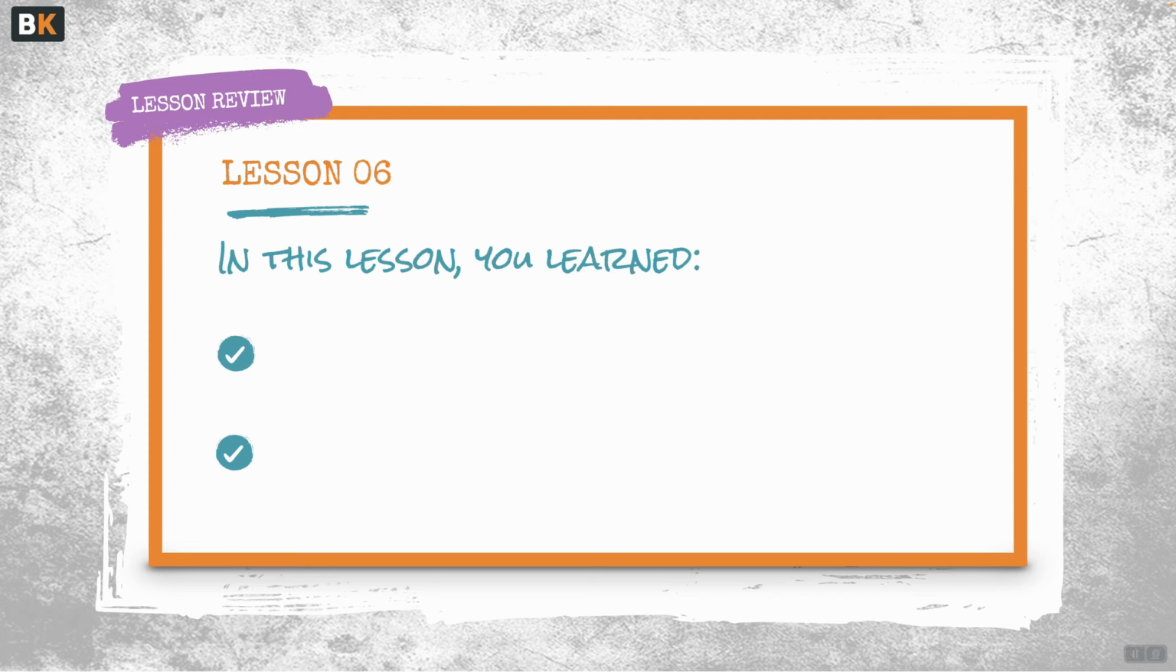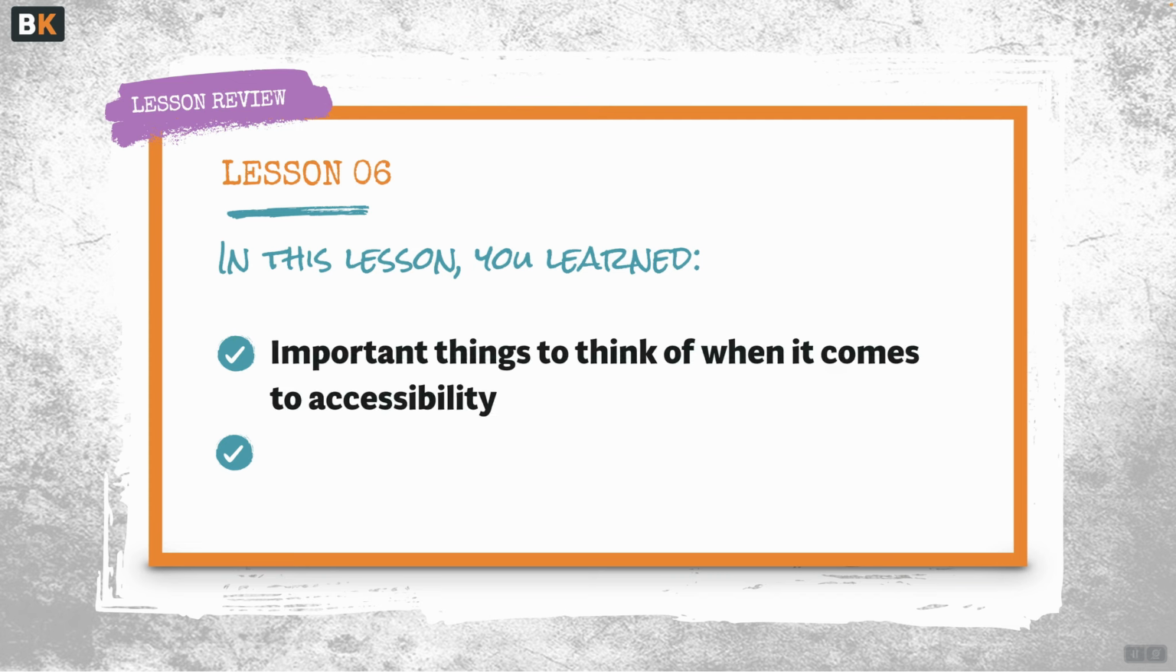And that's about it for this lesson. So in this lesson, we covered important things to think of when it comes to accessibility. We just skimmed the surface, so definitely go take that link and learn more about what website accessibility is and what you should be doing on your website. And then we talked about the legal stuff to keep in mind with your 3 website policies. Super important to protect you and your business.